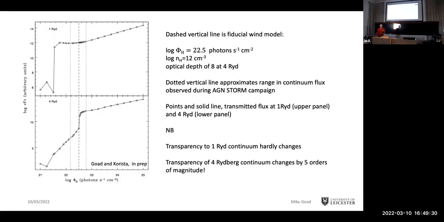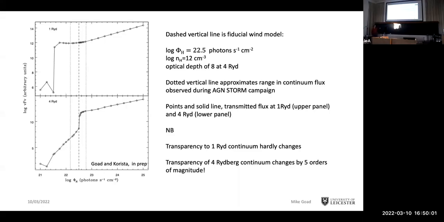So it's interesting that whilst you're injecting gas of a certain density into the wind to produce this anomalous effect, the continuum underneath it is also wobbling around. And in particular, at this particular optical depth, the 4 Rydberg continuum is very sensitive to changes in the ionizing photon flux.